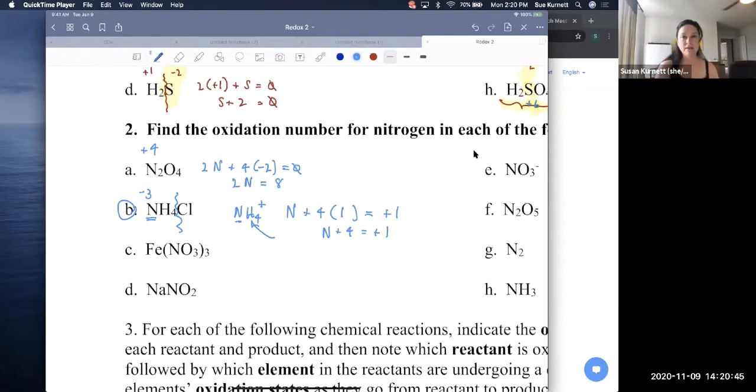How can it be negative and on the left? Because it has hydrogen. And we can't put hydrogen on the left unless we're really talking about acids.